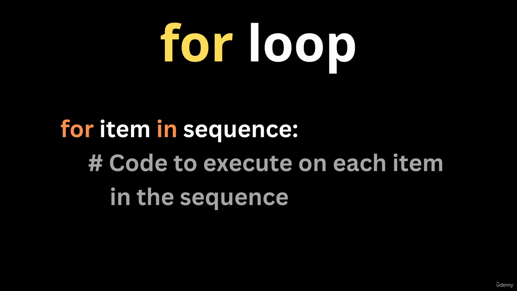You have the for keyword, followed by the item, which is a variable that stands for one item in a sequence you are iterating over. Then you have the in keyword, followed by the sequence you want to iterate over. Just like I said earlier, the sequence can be a string, a list of items, a range of numbers, or whatever. So let's see this in an example.